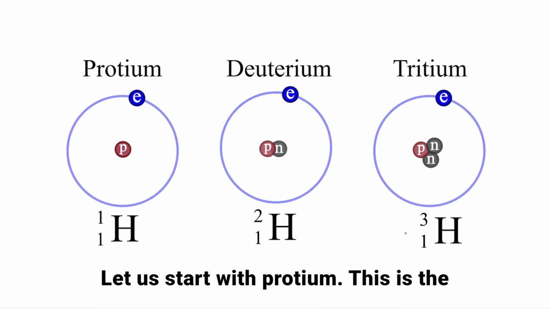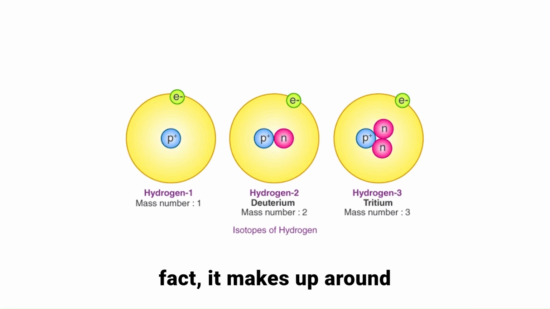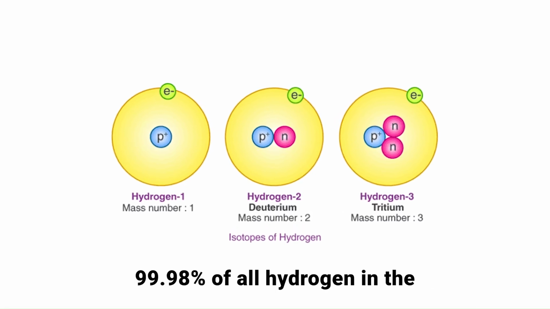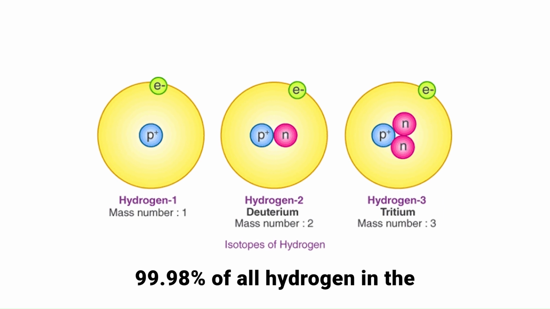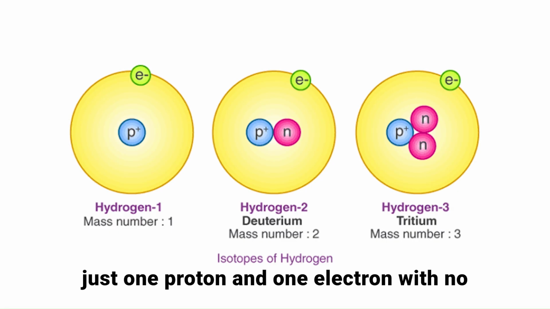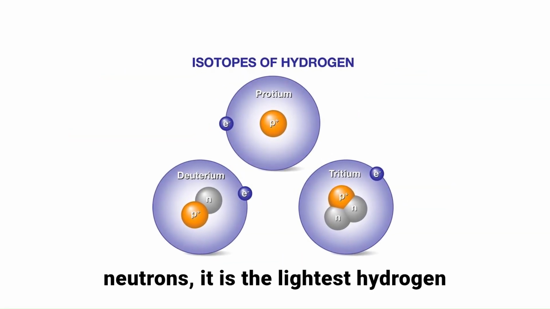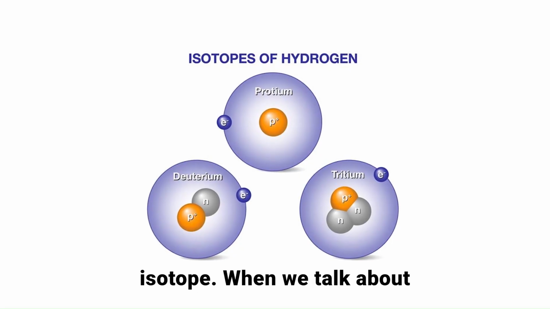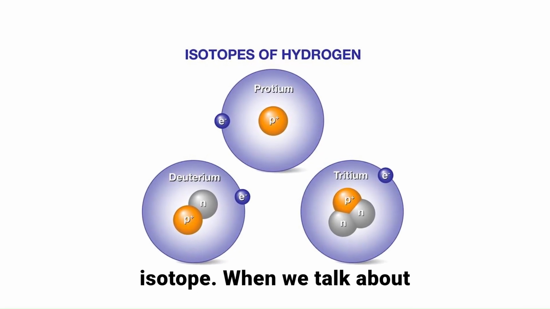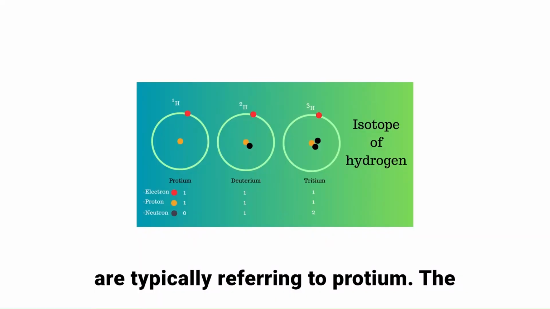Let's start with protium. This is the most common isotope of hydrogen, and in fact, it makes up around 99.98% of all hydrogen in the universe. Protium consists of just one proton and one electron, with no neutrons. Because of its lack of neutrons, it's the lightest hydrogen isotope. When we talk about hydrogen in most chemical reactions, we are typically referring to protium.